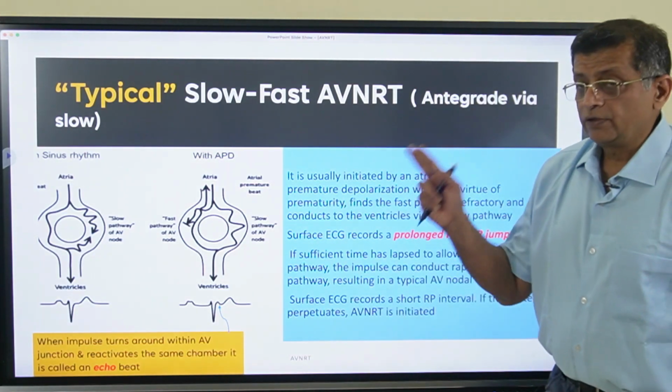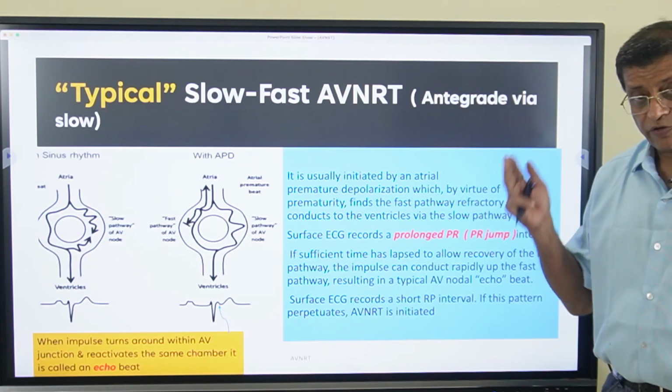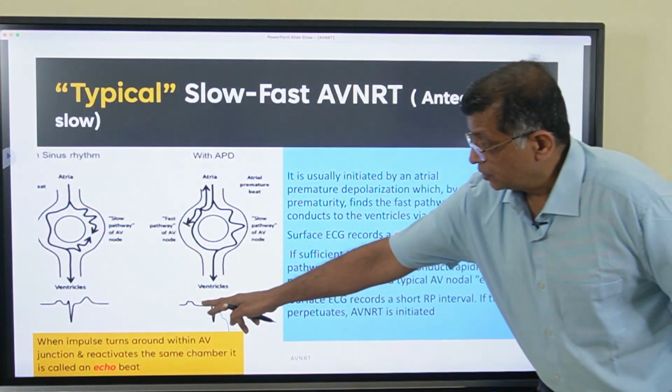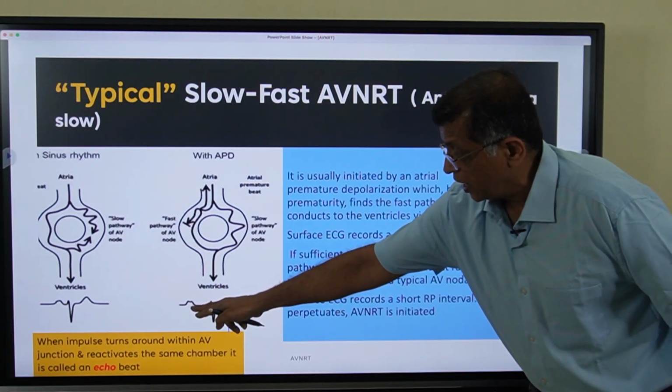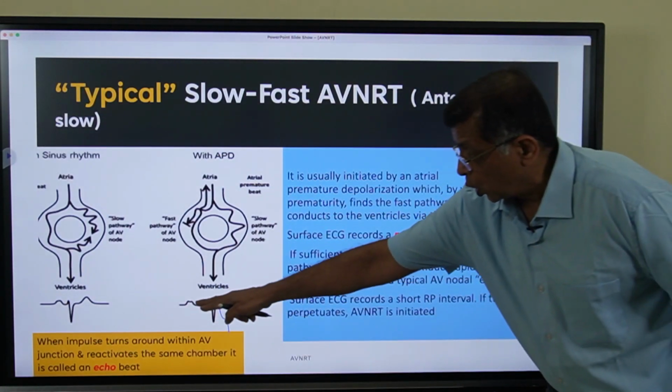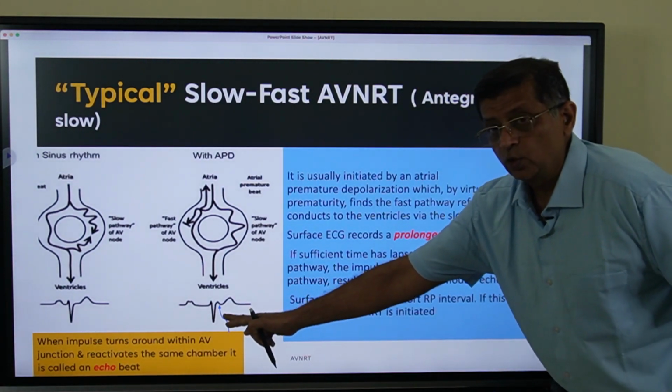So how can you differentiate whether this supraventricular tachycardia is AVNRT or something else? In the beginning of AVNRT, you will see an atrial ectopic with a longer PR interval, which is called a PR jump, followed by an echo beat.